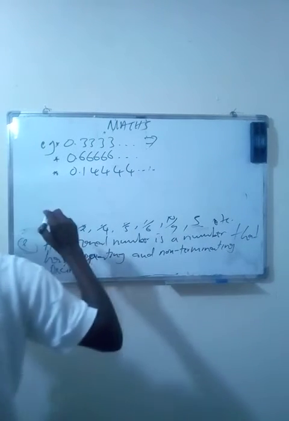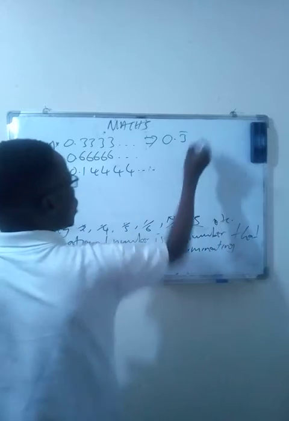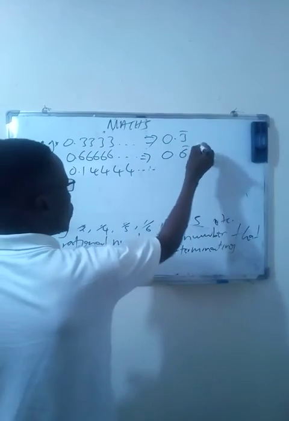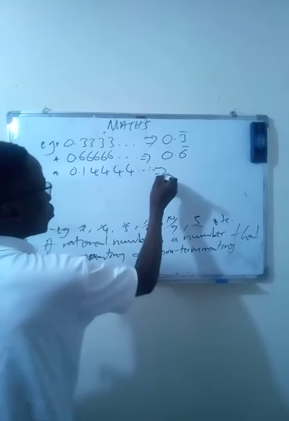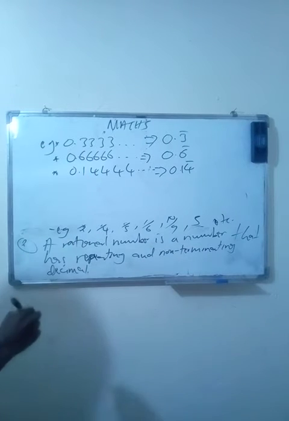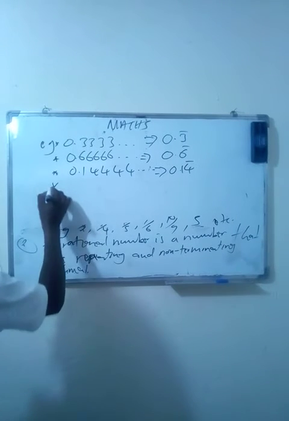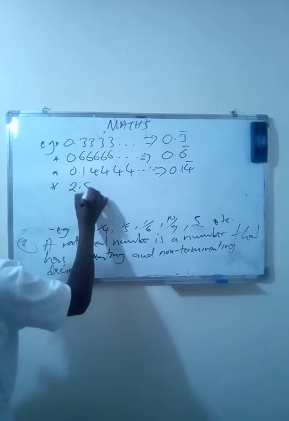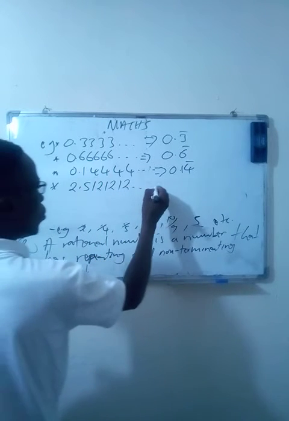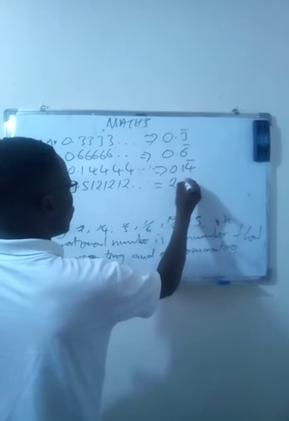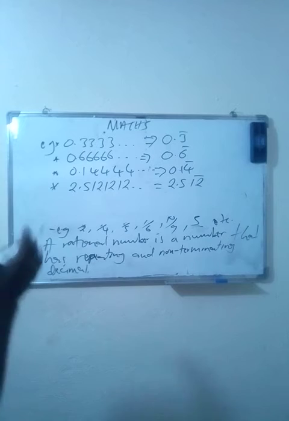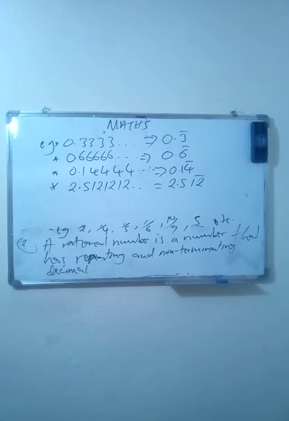Now this one can also be written as 0.3, with a little dash on top of the 3. This one can also be written as 0.6 with a little dash on top of the 6. This one also can be written as 0.14, but the dash is only on top of the 4. And then we can also have a number such as 2.5121212, and so on. In this case, we have 2.5, and then 12 is the one which is repeating itself. So we can have all those numbers as rational numbers.